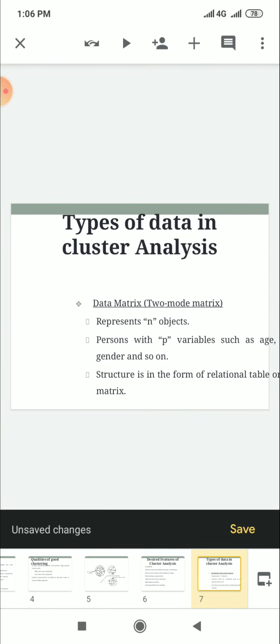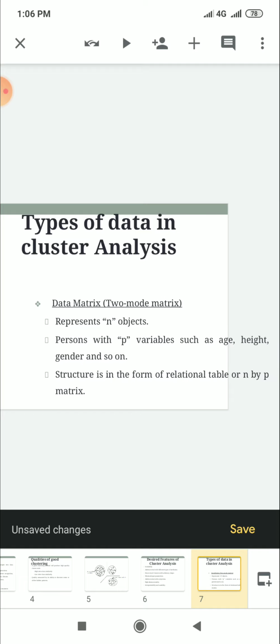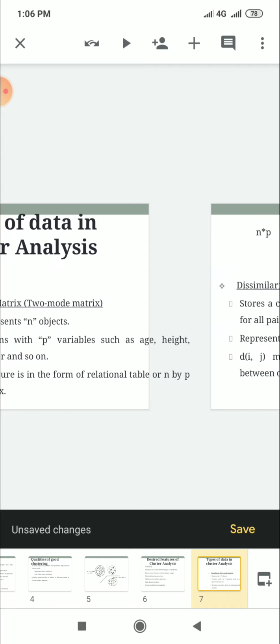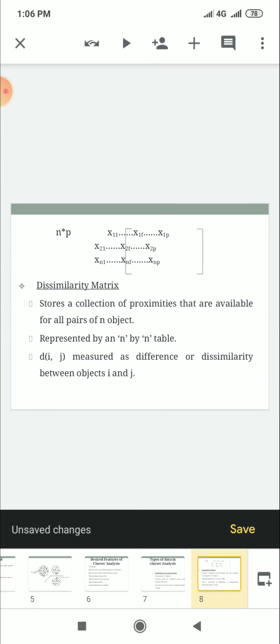Types of data in cluster analysis. First is data matrix. It is a two-mode matrix. It represents n objects, such as persons, with p variables such as age, height, gender, and so on. Structure is in the form of a relational table or n by p matrix. The n by p matrix can be represented like this, and next is the dissimilarity matrix.